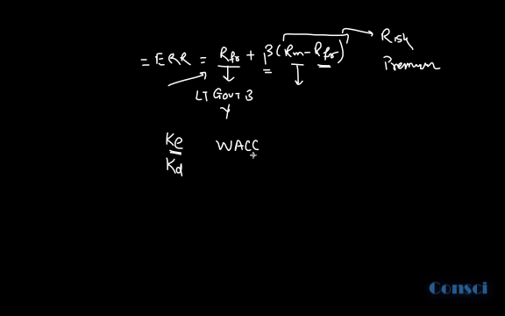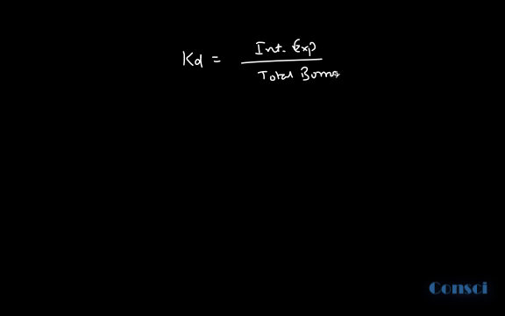Now let us look at how we calculate KD. KD is calculated by interest expenses divided by total borrowings of the company.